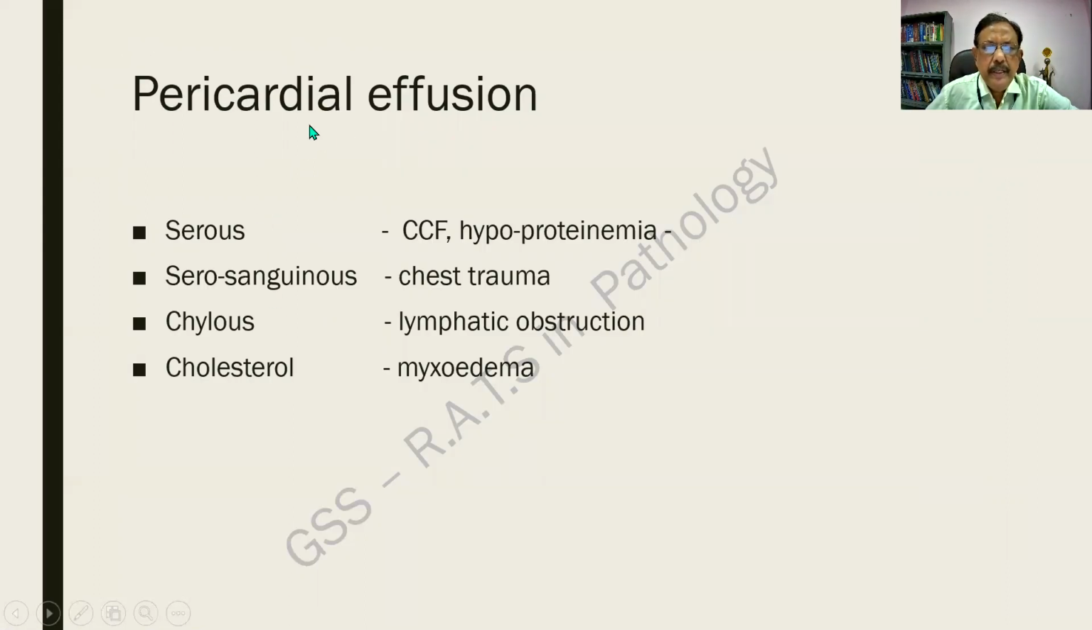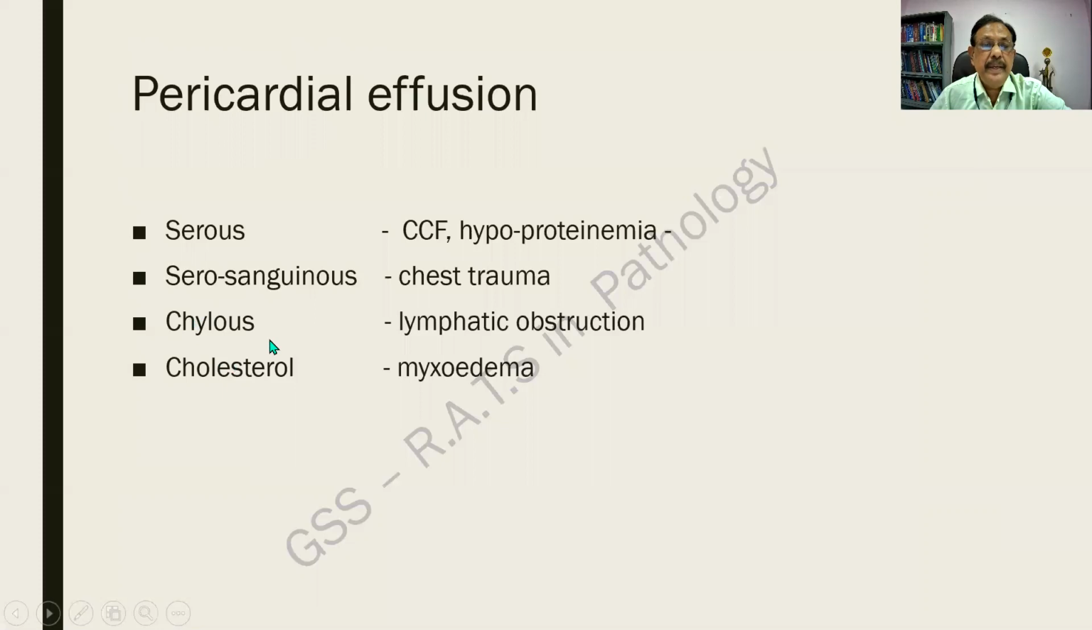As we had mentioned earlier, the first condition can be pericardial effusion. Effusion is nothing but a collection of fluid. It can be serous. Serous is somewhat straw-colored, hardly cellular. It can occur in conditions like congestive cardiac failure or hypoproteinemia. Serosanguinous. Sanguinous means blood. So there can be an admixture with blood. This can happen in chest trauma.